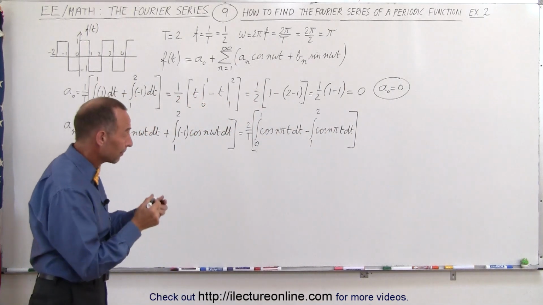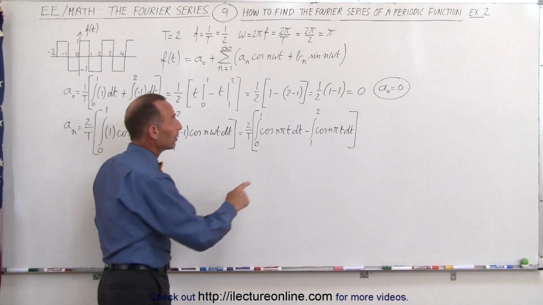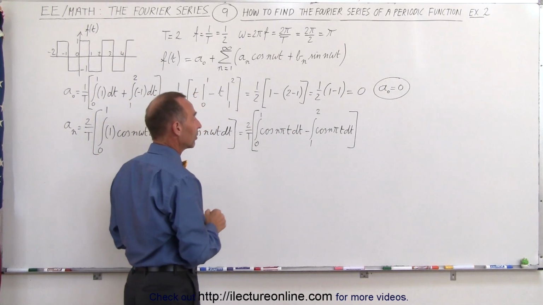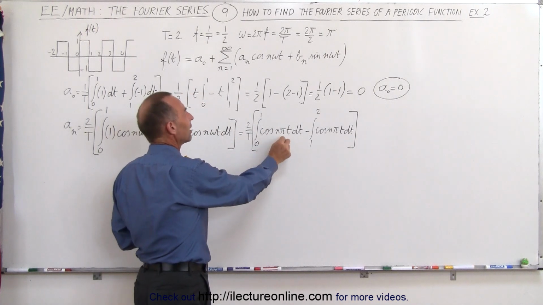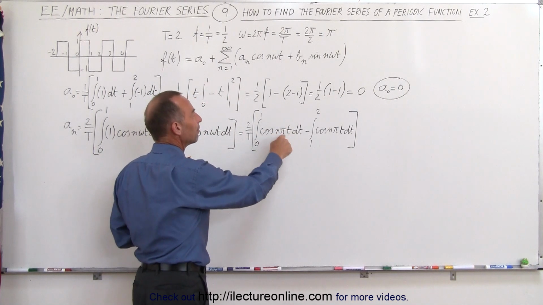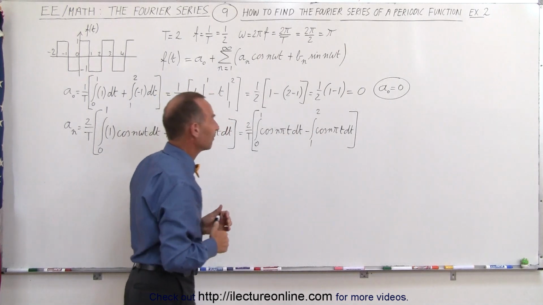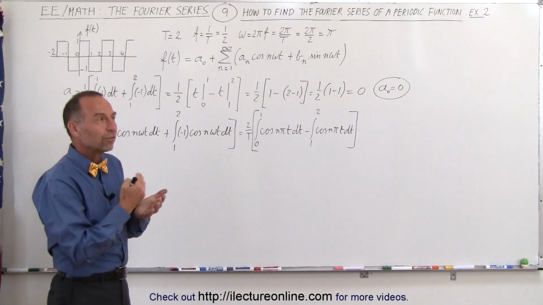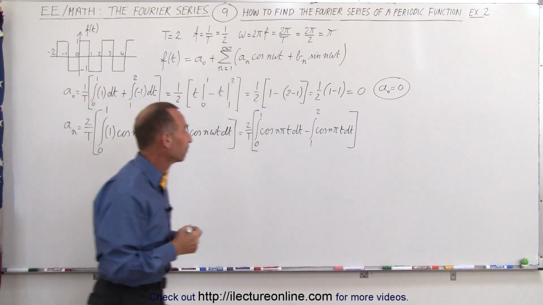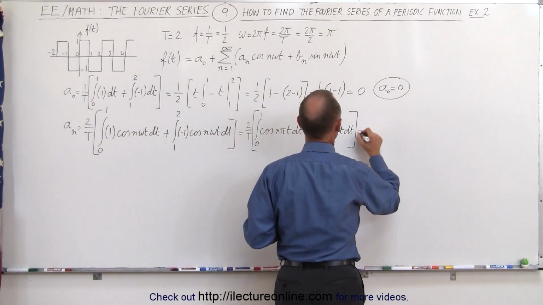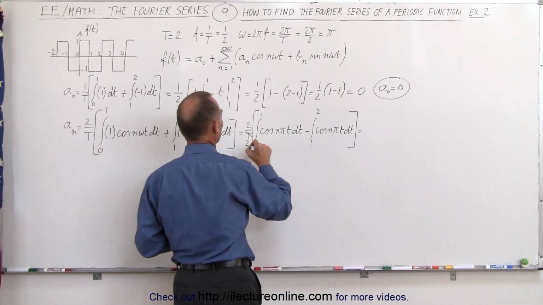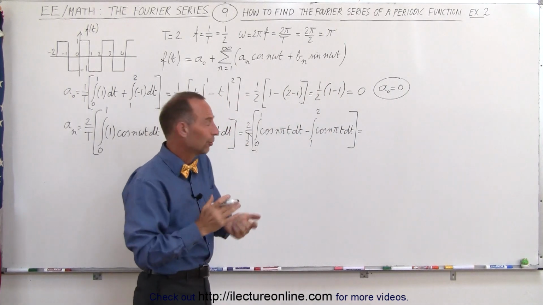Now I'm ready to integrate. Remember that we need the proper differential, n times pi, so we need to both multiply and divide by n pi in both cases right here. The integral of the cosine is the positive sine. This means that this is equal to 2/T. Remember that the period is equal to 2. 2 divided by 2 is 1, so we no longer need that.